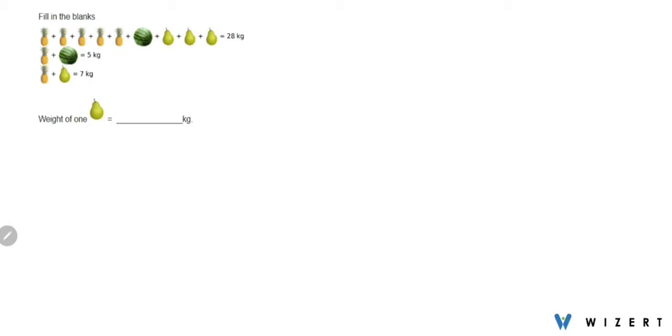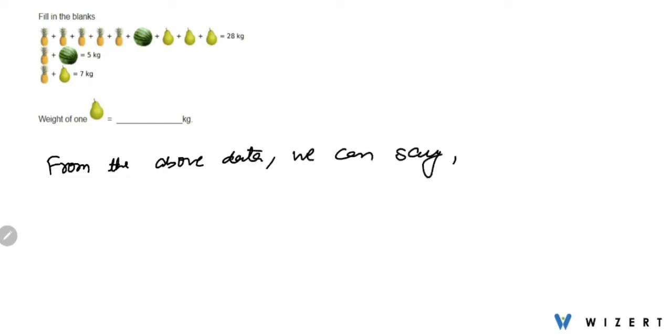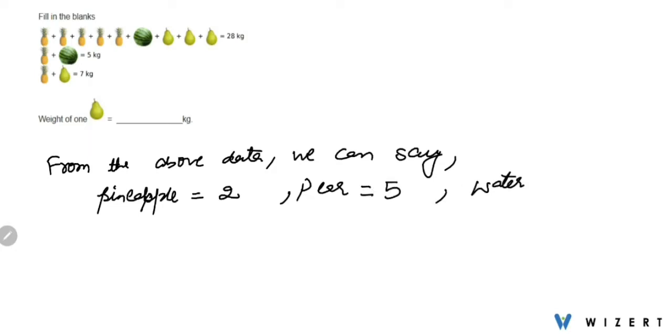In the figure it is given that 1, 2, 3, 4 and 5 pineapple plus 1 watermelon plus 3 pear is equal to 28 kg. So we can say from the above data that if pineapple is 2 and pear is 5, and let's say watermelon, we'll see what is watermelon.